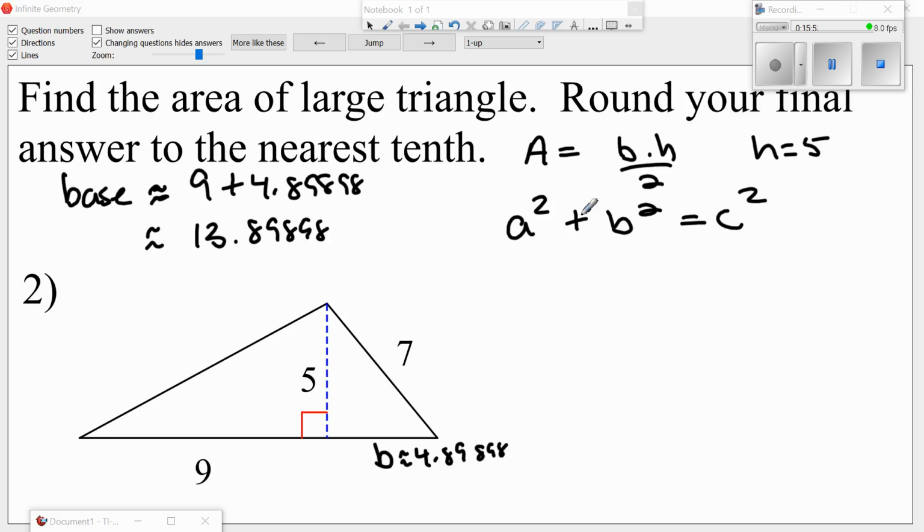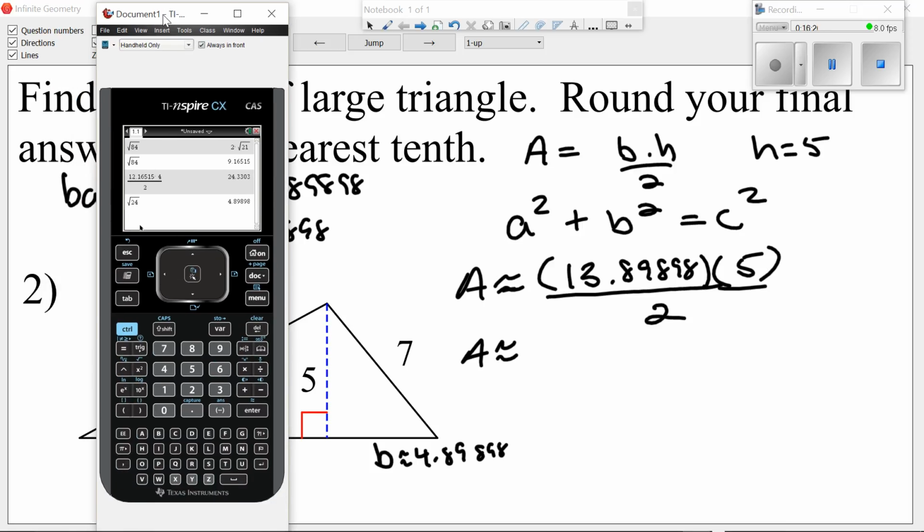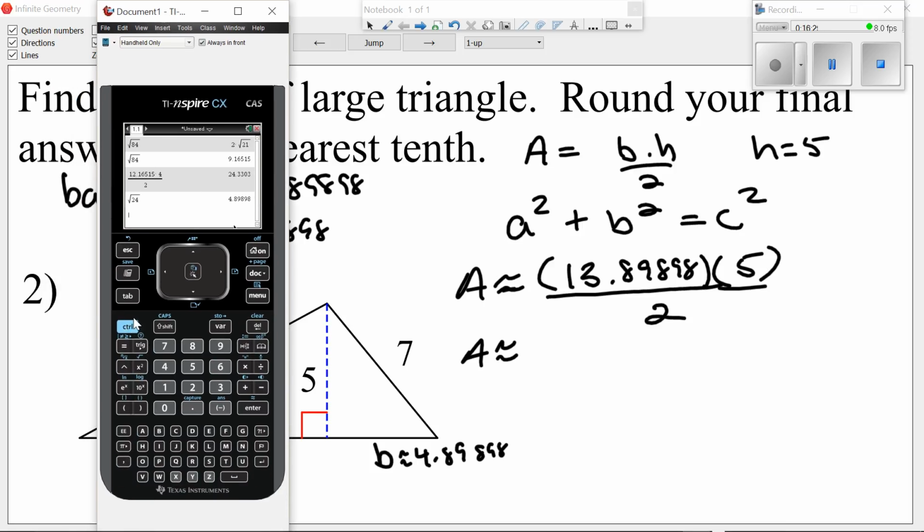And now I've just used my area formula here. So area is approximately equal to 13.89898 times my height, which is 5, right there, divided by the number 2. Put it in your calculator, or use your brain, whichever you feel like using. Okay, your brain might take a little longer. But it's good exercise.